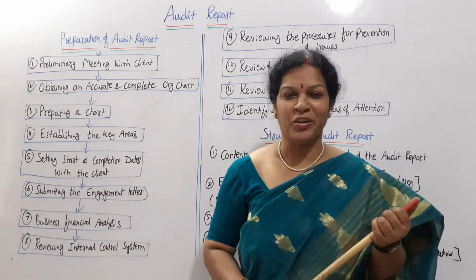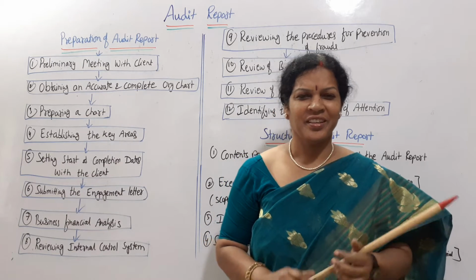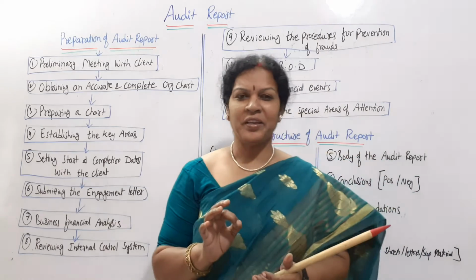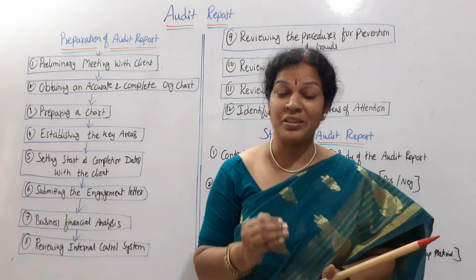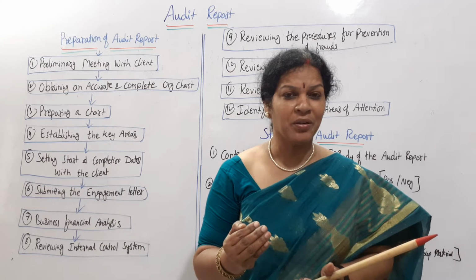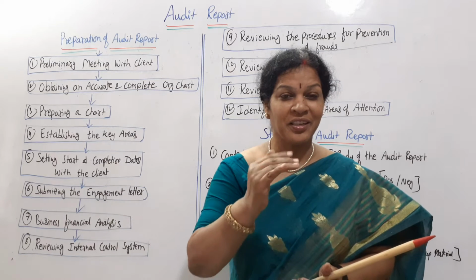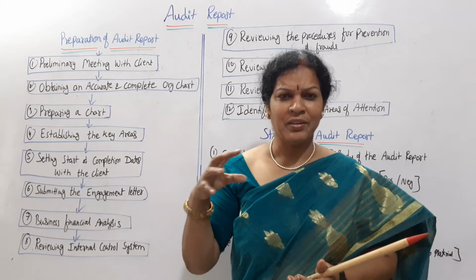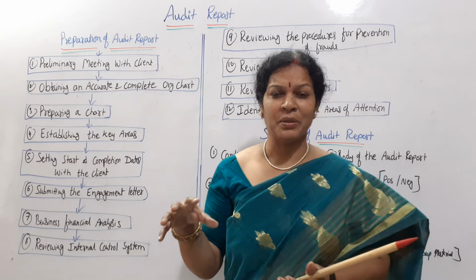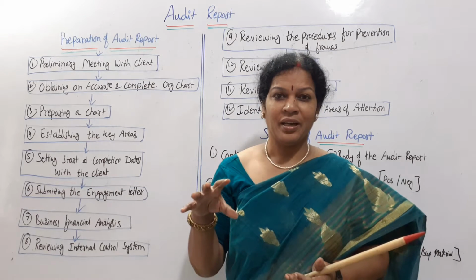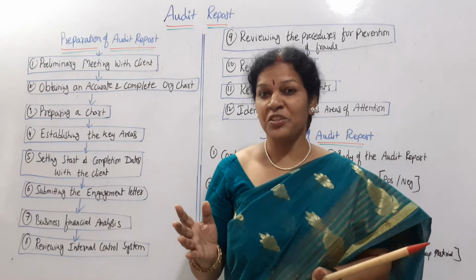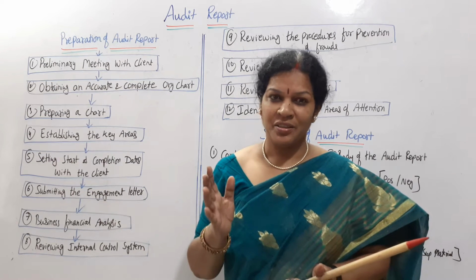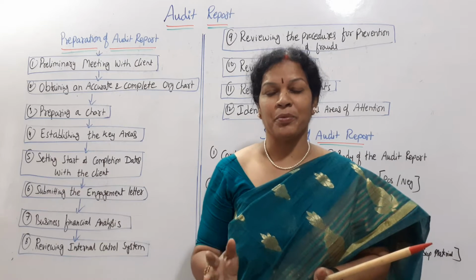Last topic of auditing: audit report. In the auditing class, we started with commencement of audit, how the auditor has to start his work, and what steps he has to take care of before commencement. From there we have discussed lots of topics, each and every topic. And at the end, after completion of the audit work, he has to submit the audit report.